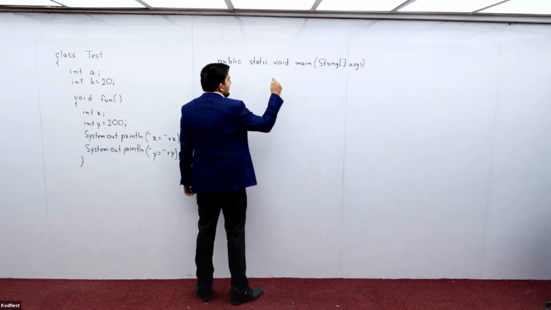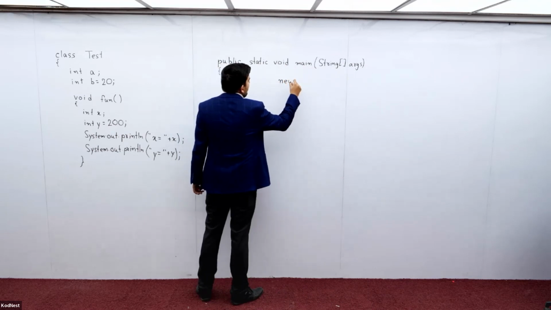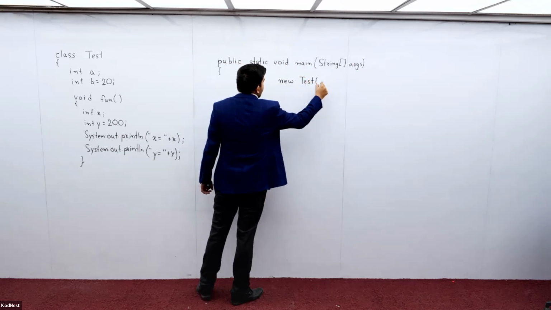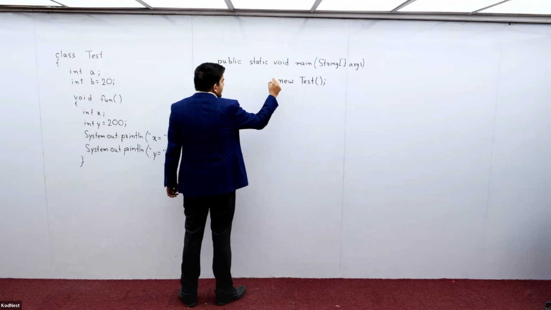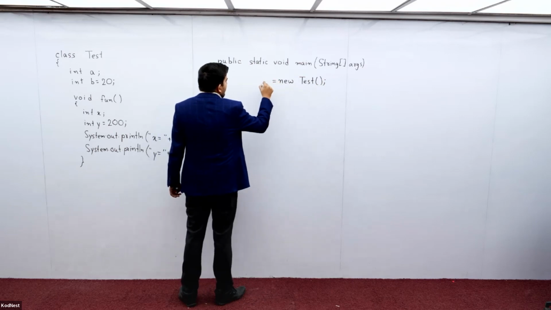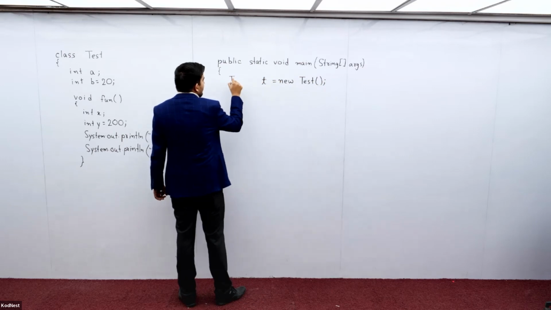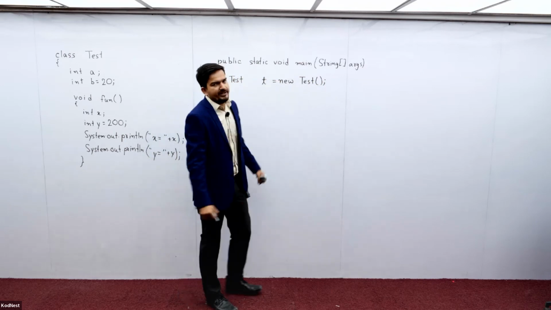In order to create an object in Java, we have a keyword called new. New is followed by the name of the class whose object we have to create. Maybe I'll say Test. The object will be created, and the address will be returned. Maybe I'll store the address in a variable called t. The type of the reference variable must be the same as the type of the class whose object we have created. So I'm going to say Test.